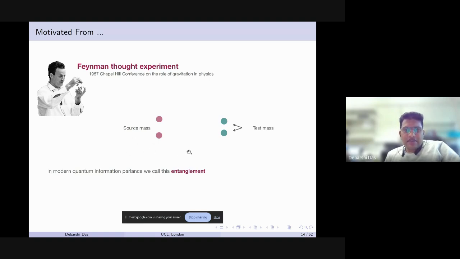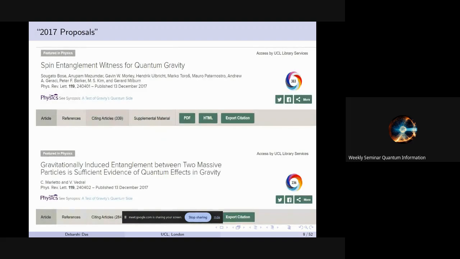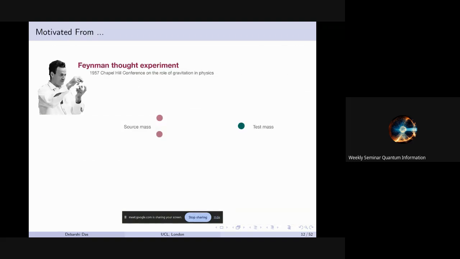So actually, this phenomenon is nothing but entanglement between the spatial degrees of freedom of these two masses. So this idea actually motivated... Debarshi, one moment. Just go to this picture.